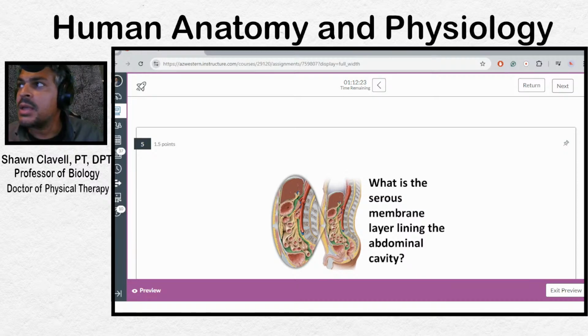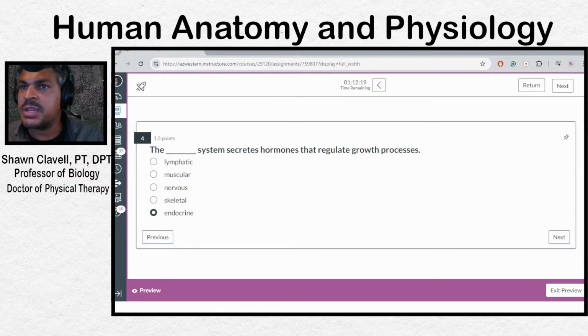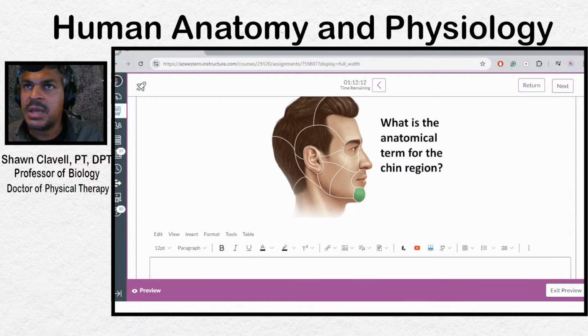And so, again, this is a preview of some of the questions that you'll see. Again, there's multiple choice, another type of multiple choice, and some short answers. Again, associated primarily with the anatomical directions is going to be key.